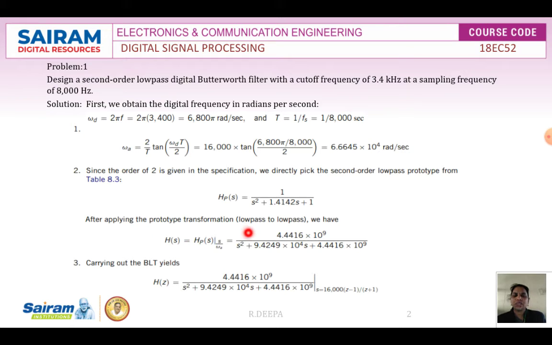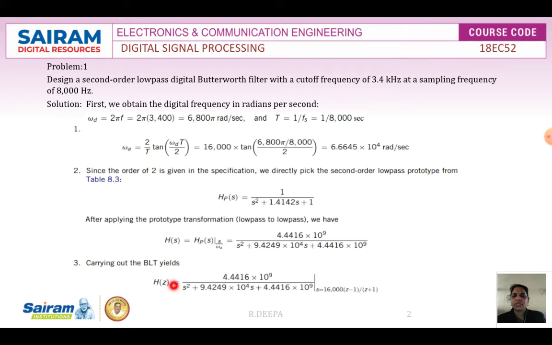So let us apply the transformation. First we will be converting this low pass to the given low pass specifications. For that the transformation formula is H of S is equal to HP of S divided by omega A. So wherever you have S in this particular transfer function, you just replace it with S divided by omega A, where omega A is 6.6645 into 10 power of 4, which we have just calculated. Let us substitute it in this complete transfer function, and the simplified form is this.